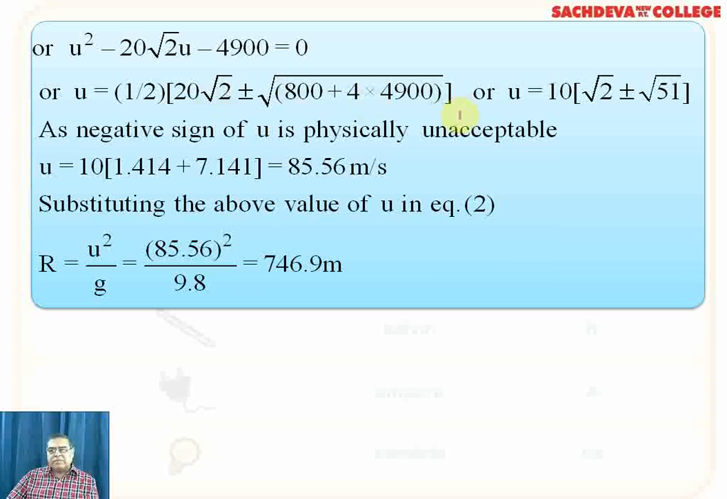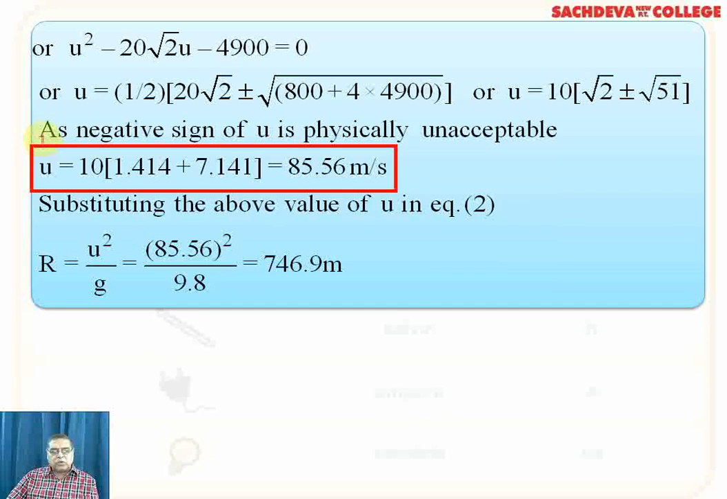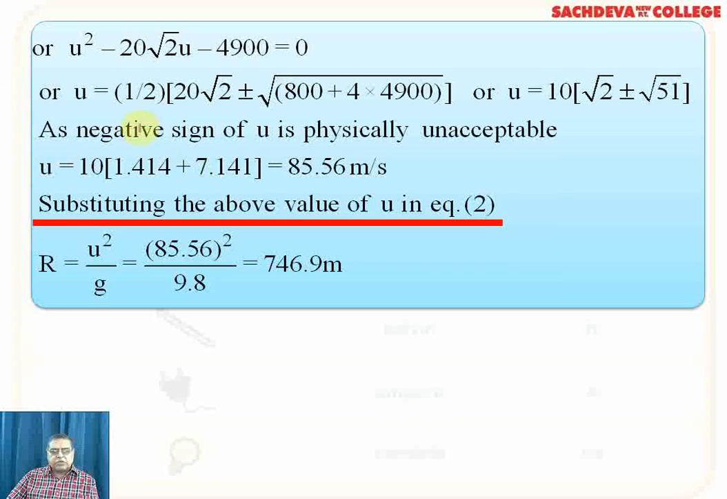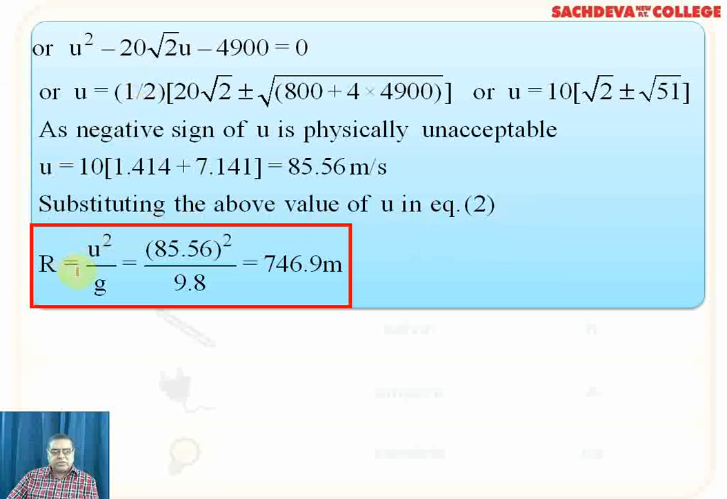The negative value is not taken into consideration and the positive value will be u is equal to 10 into 1.414 plus 7.141, and this becomes 85.56 meters per second. Substituting the above value of u in equation number 2, we will get the value of range, which is u square over g.